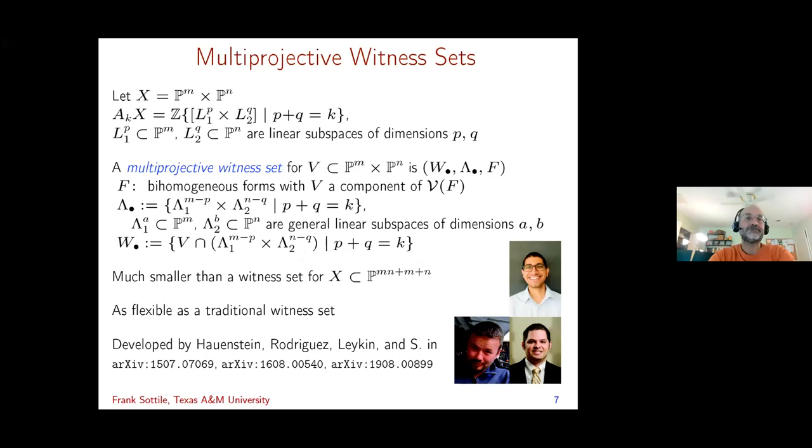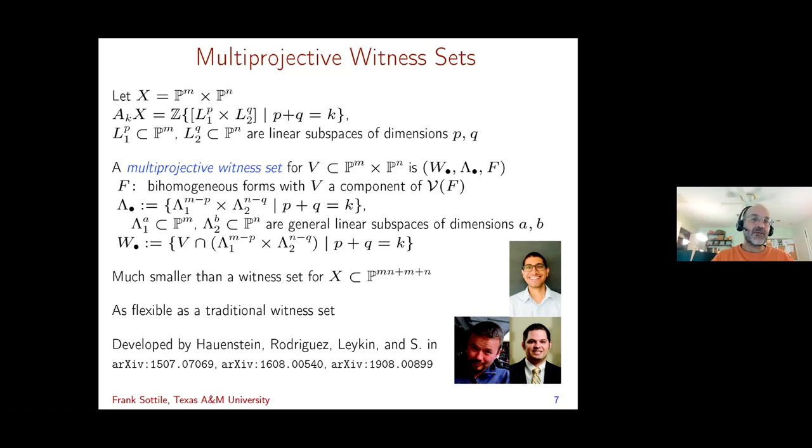So let X be the product of P^n and P^m. And then the Chow group of X, well, it's a free abelian group on certain cycles. The kth Chow group, you take like L1^p cross L2^q. These are a product of linear spaces in the two copies of the two projective factors. And the upper index is their dimension. And because of this condition, p plus q is k, that subvariety has dimension k. And this forms a basis for the Chow groups in degree k, and then letting k vary forms a basis for all the Chow groups. So that's a finite basis.